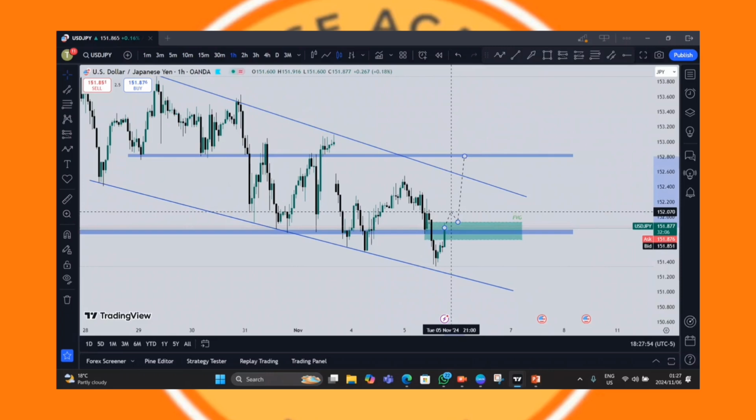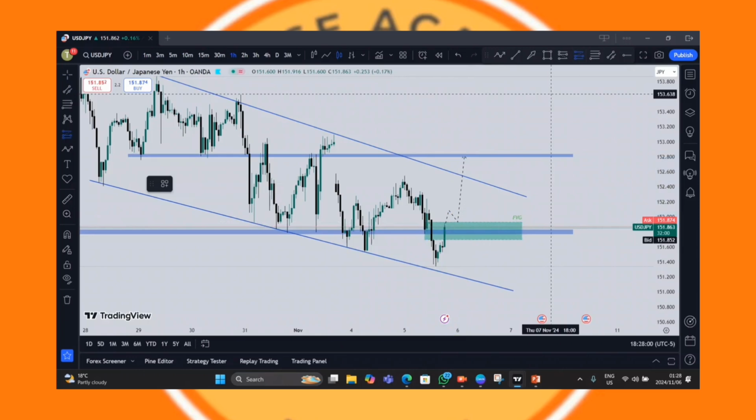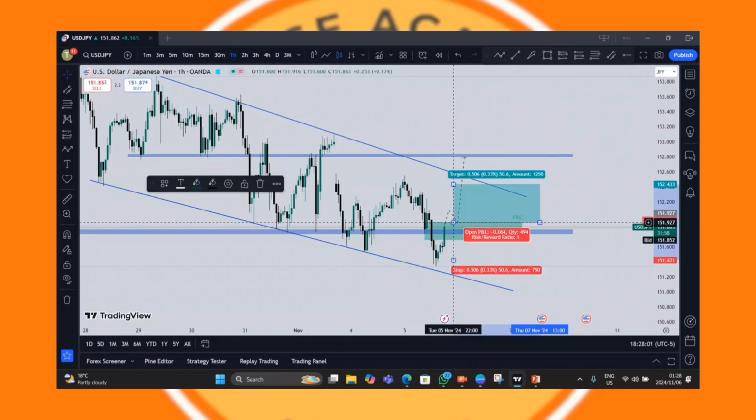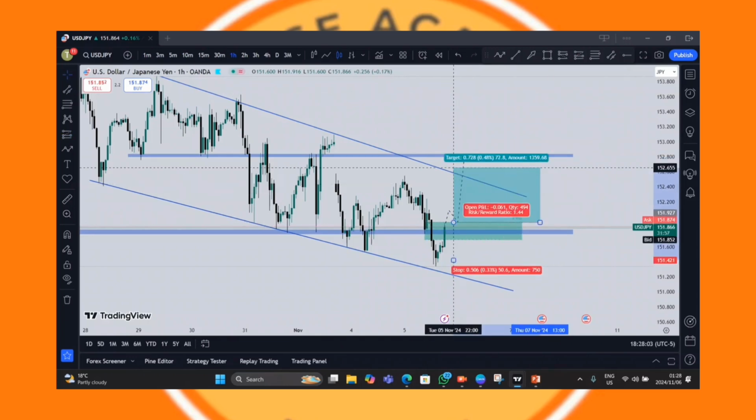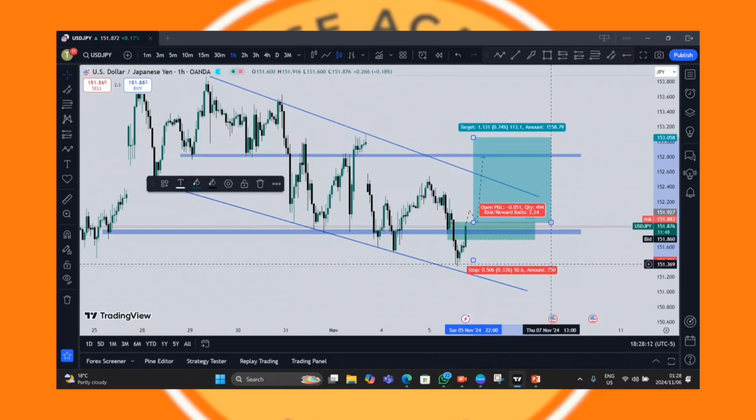So this is my first entry for now. Once I see a break outside of this fair value gap, I'm going to place my buy, which I'm very confident that it's even going to break above it. So I think my first TP would be there. But so I'm using a bearish fair value gap for a bullish order.